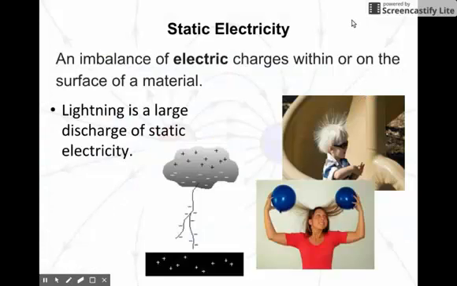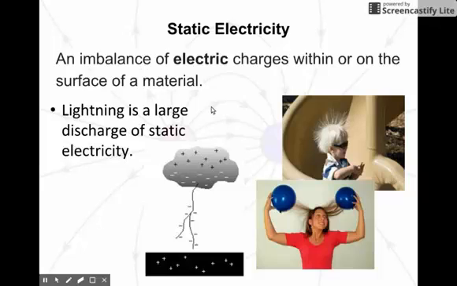When we have an imbalance of charges within a material or on the surface of the material, we get something called static electricity. This has maybe happened to you on a winter day, you put on a sweater and all of a sudden your hair is sticking up, or your hair gets attracted or clings to a balloon, or your clothes or dress cling to you. It just happens because there's an imbalance of charge. One has some negative charges, one has some positive charges, we get that imbalance.